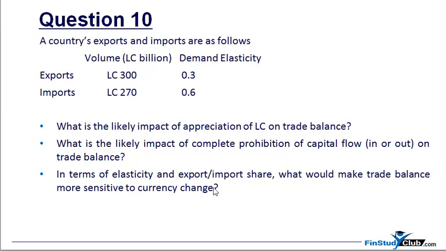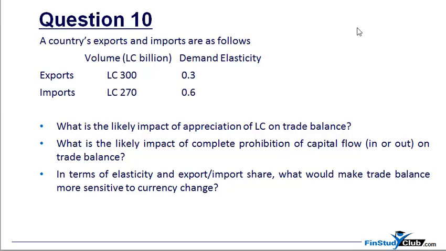In terms of elasticity and export or import share, what would make the trade balance more sensitive to currency change? So the more generally well understood impact of currency appreciation is that it would tend to push up imports and push down exports. Or if there's a currency depreciation, it would tend to push up exports and push down imports. So what could enable the trade balance to behave so in response to the currency appreciation or depreciation, as we've just discussed?